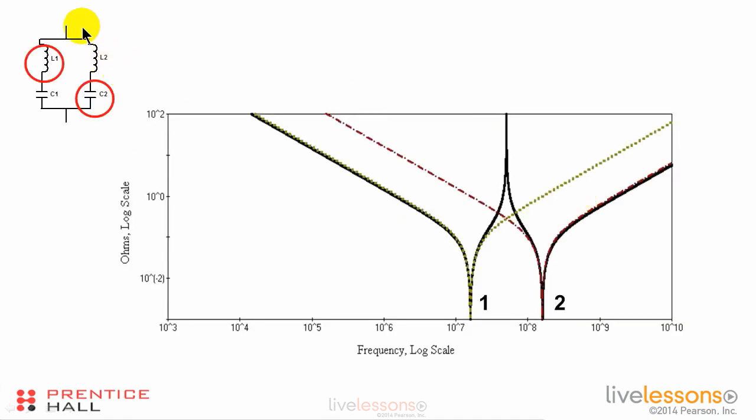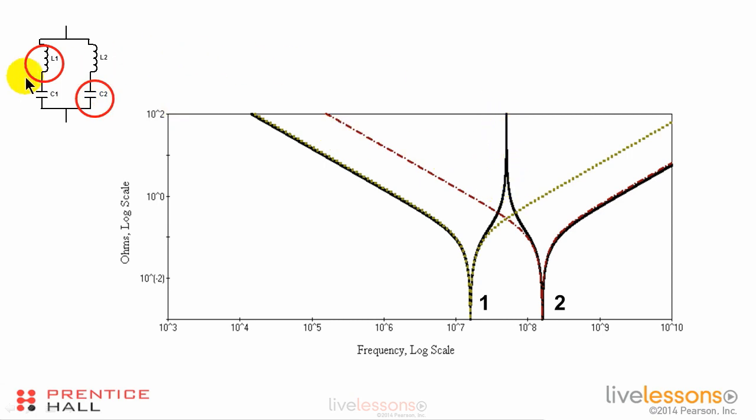If we combine two parallel LC circuits, well, the first LC circuit looks like this. That's the one labeled 1. The second one looks like this. That's the circuit labeled 2. But then there's a parallel LC resonance that occurs halfway between. That's when this inductor and this capacitor work together to form a parallel LC circuit.